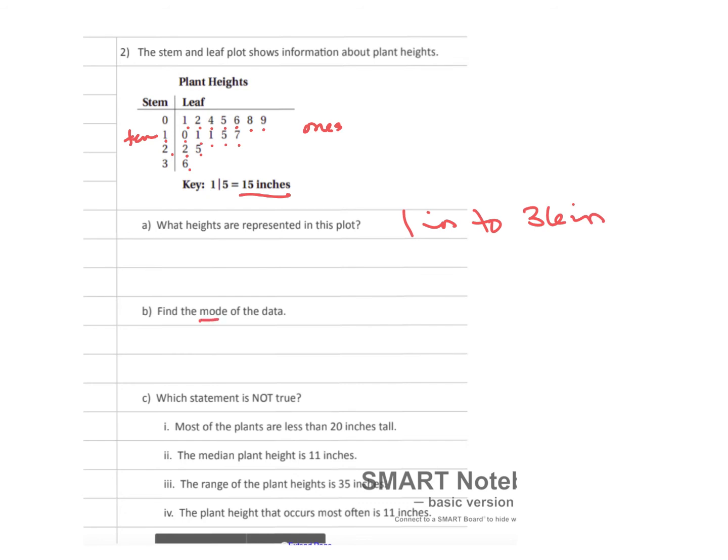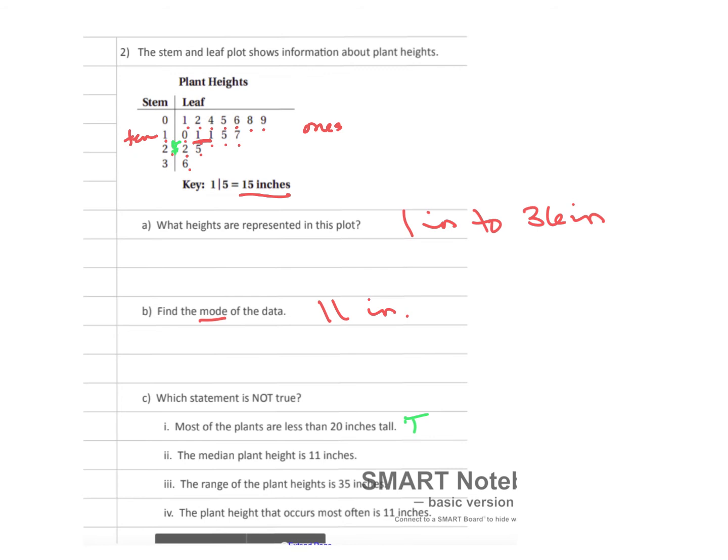Find the mode. Mode is the one that occurs most often. So if you look, I have 2 11s, so that would be 11 inches would occur most often. So now here's a question that we're going to get quite often: which statement is not true. So I want you to go through all of them and decide whether they're true or false. Most plants are less than 20 inches tall. So here's our 20 inches, and here's everything less than that. So yes, most of them are 20 inches or less.